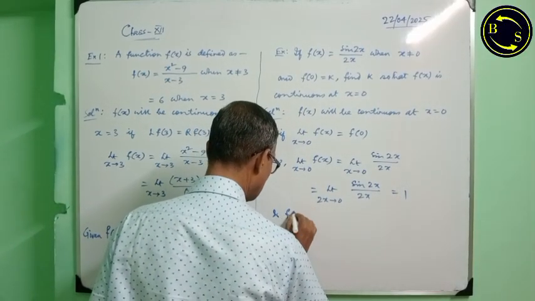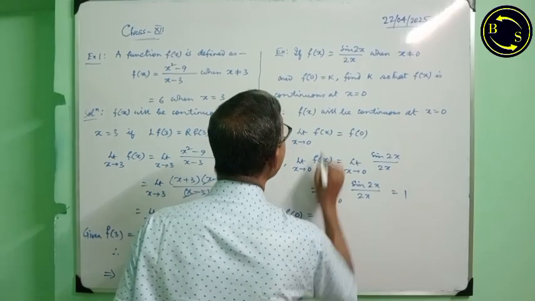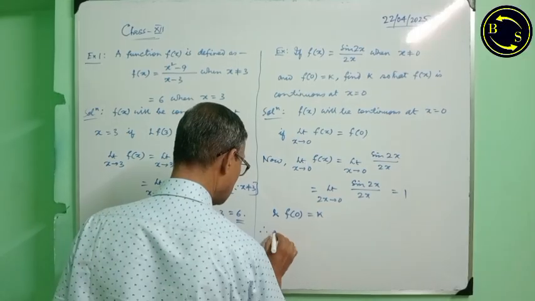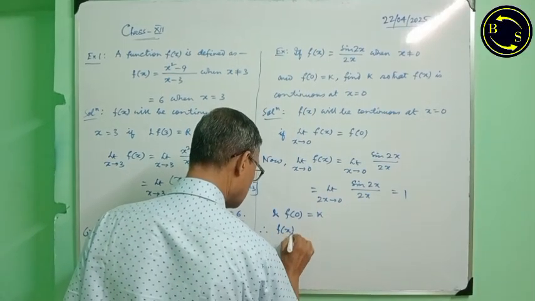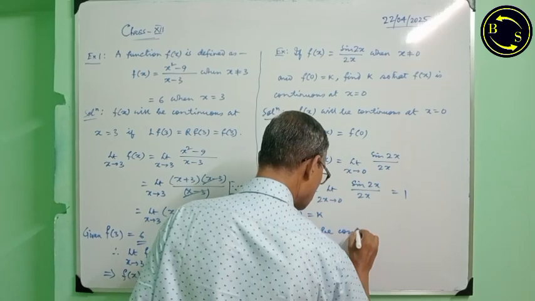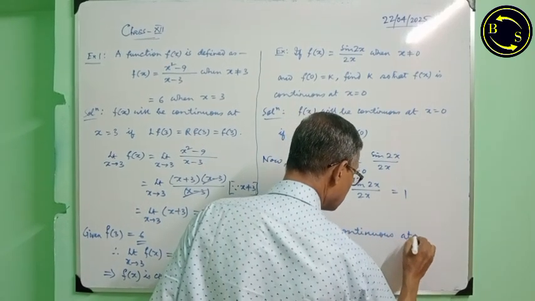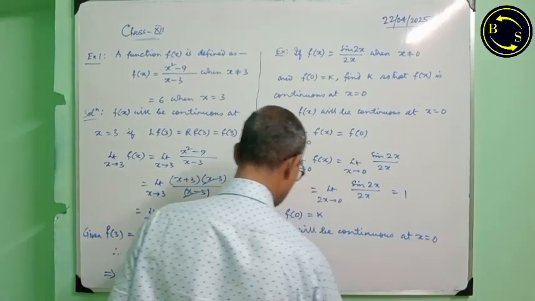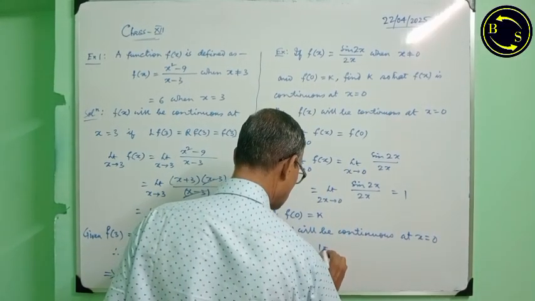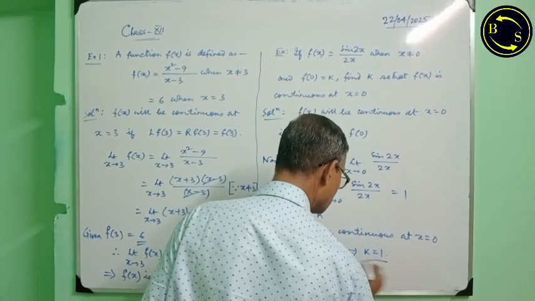And f(0) equal to k, hence f(x) will be continuous at x equal to 0 if 1 equal to k, that means k equal to 1.